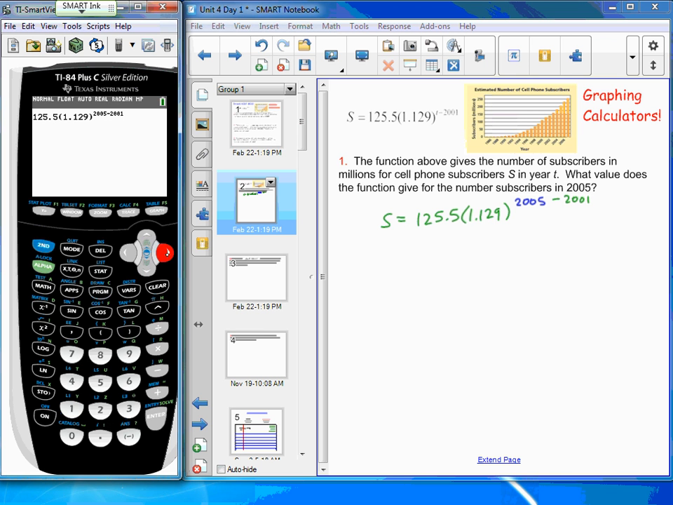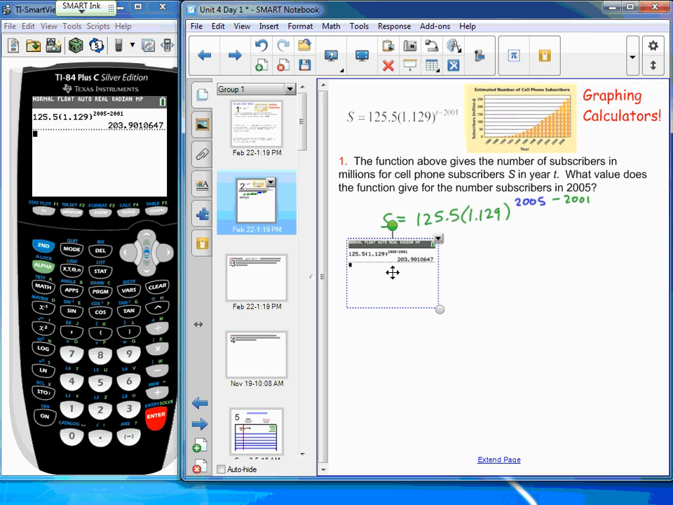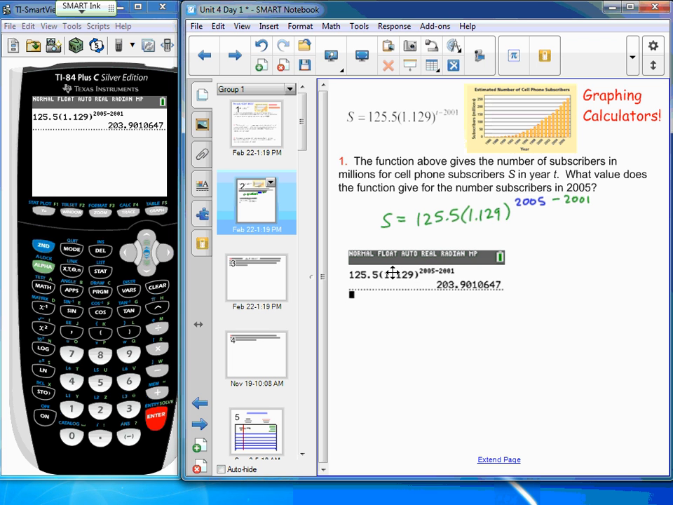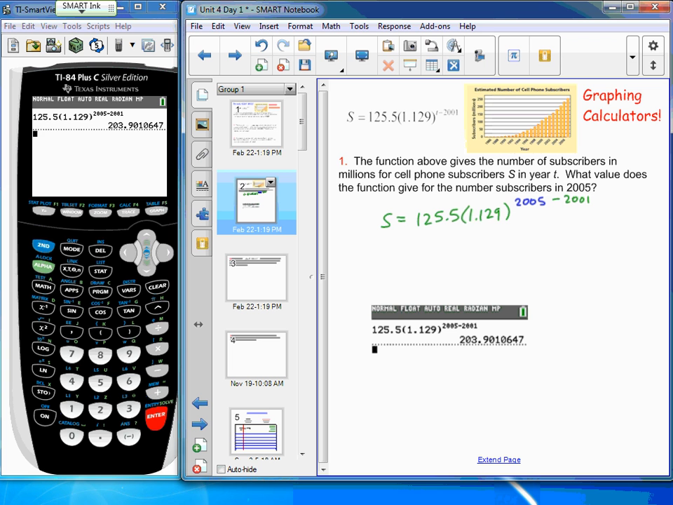Awesome. And so it looks like our evaluation yields a prediction of 203.901. What would a label on this be? Ethan? Subscribers. Subscribers, absolutely. And we also need to be careful from my picture. It looks like this is in millions of cell phone subscribers. And so not $1 million, but million subscribers.